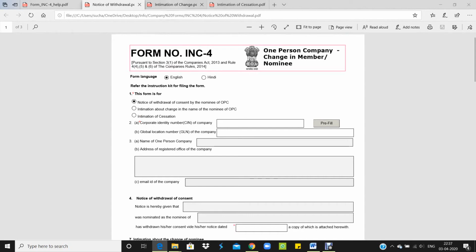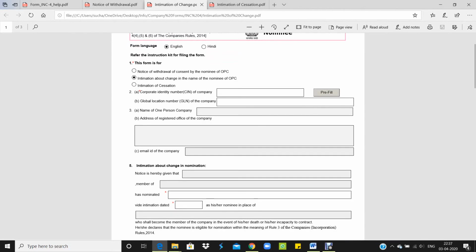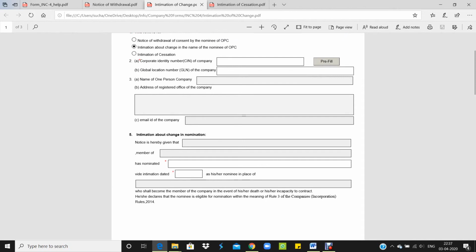Suppose in one more case, the subscriber or member wants to change the name of the nominee of a one person company. If the subscriber himself wants to change the name of the nominee, then in that kind of case, the person who is filing the INC form has to select this option: intimation about change in the name of nominee of one person company. So here we give the SRN number, and then all these details will automatically pop up, like the name of the one person company, the address of the registered office of the company, and the email ID of the company.